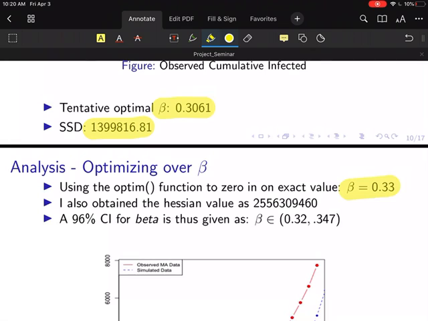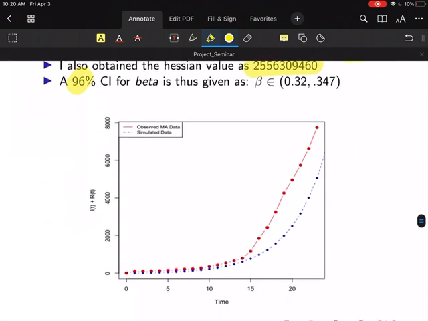I also wanted to construct a confidence interval for this value of beta, so I had to obtain the Hessian value, and this was given as the Hessian value. With this, I could obtain standard errors, and that allows me to construct this confidence interval for beta, a 95% confidence interval, not 96, which is 0.32 to 0.347.